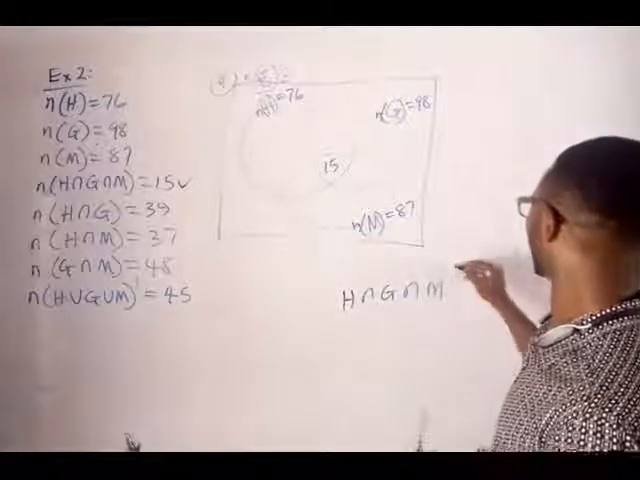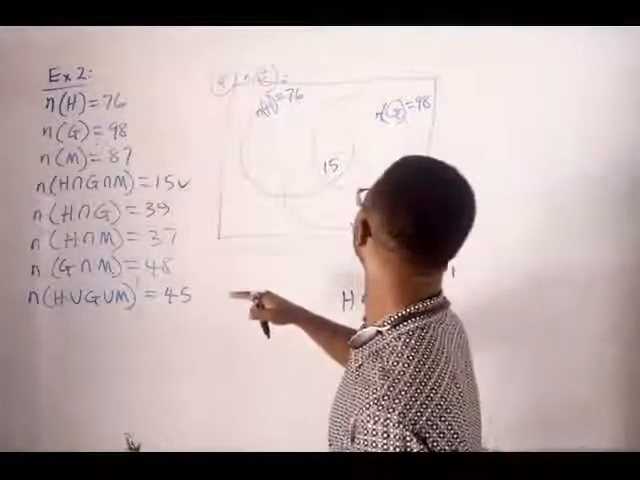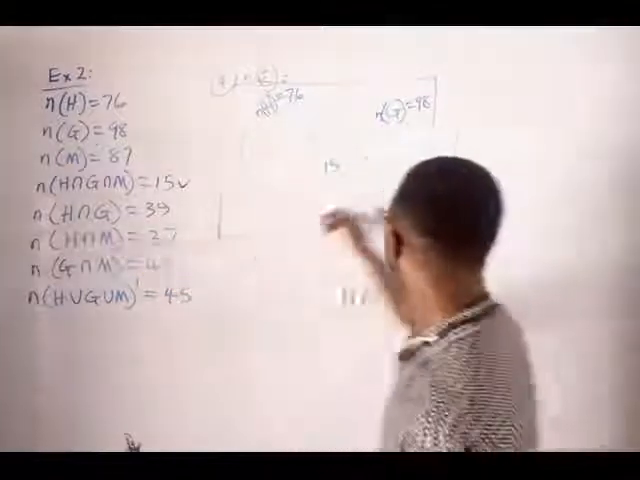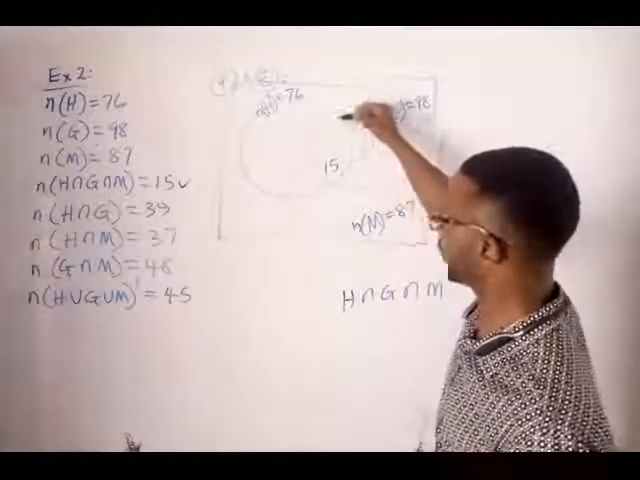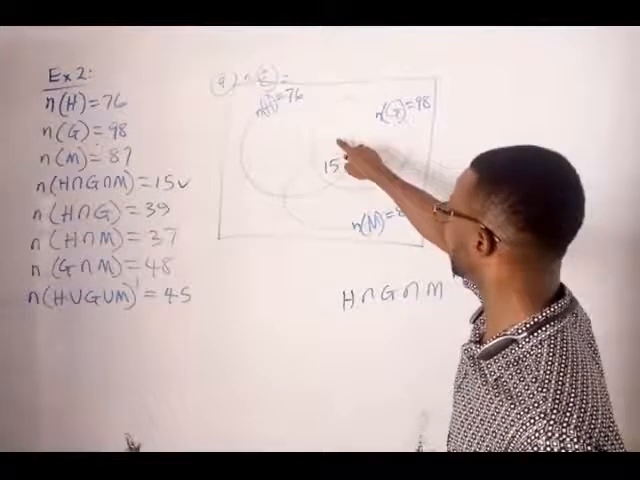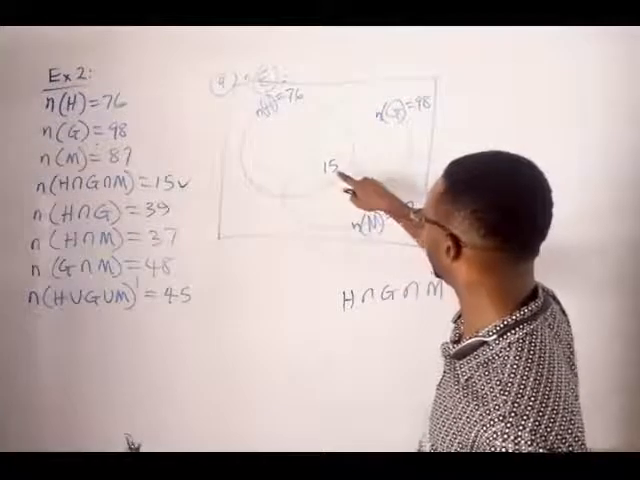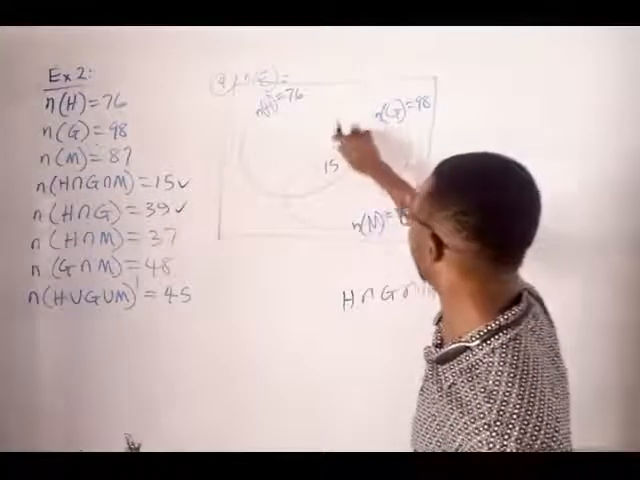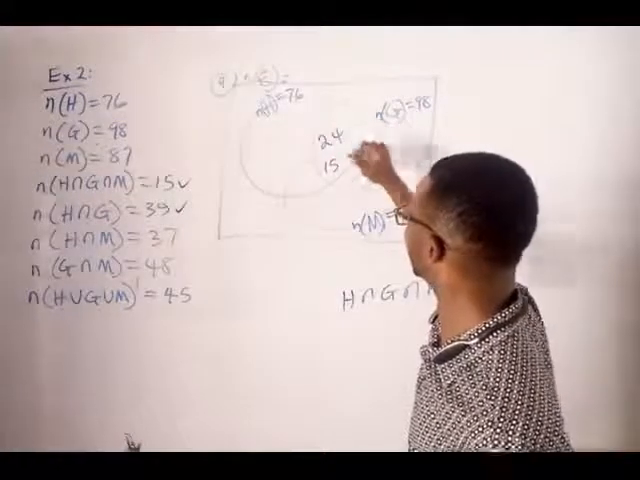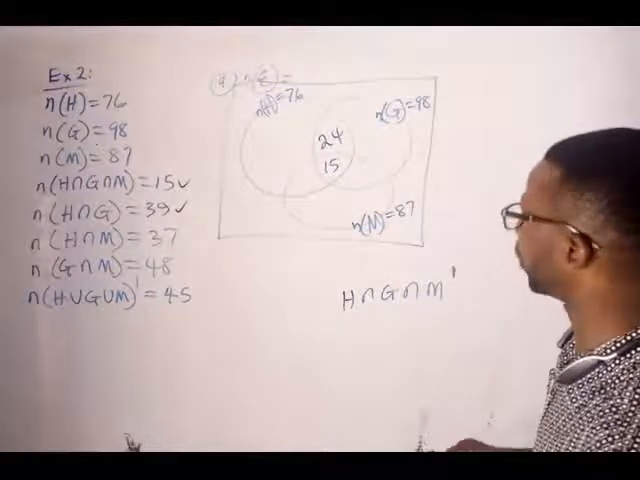This is history and geography only when you prime your M. But this is history and geography. So we are given history and geography, which is 39. So you need to subtract to know what this place will be, which will give you 39 minus 15. So 39 minus 15, that should give me 24. 24. Then we'll move to the next one.